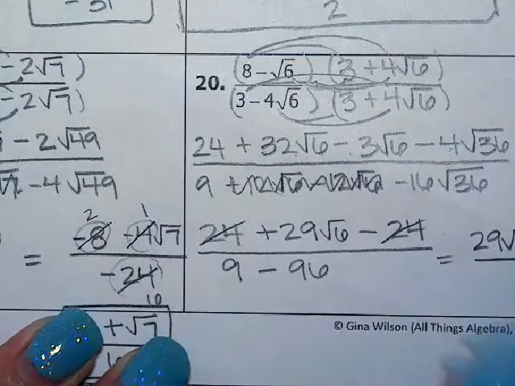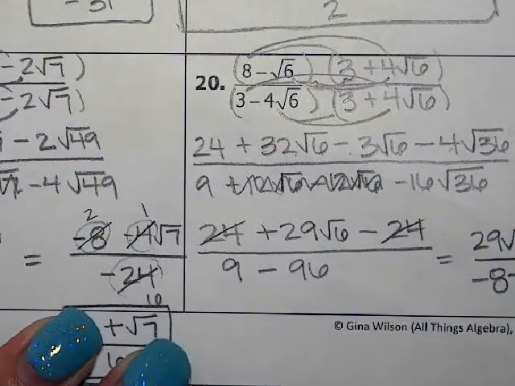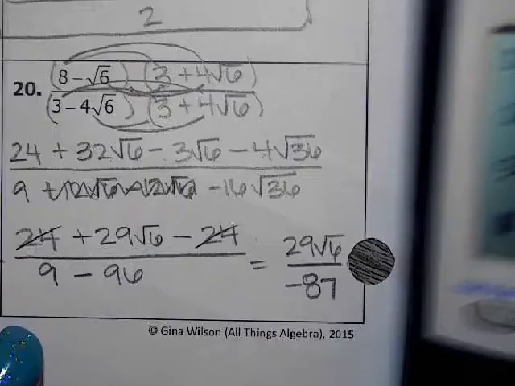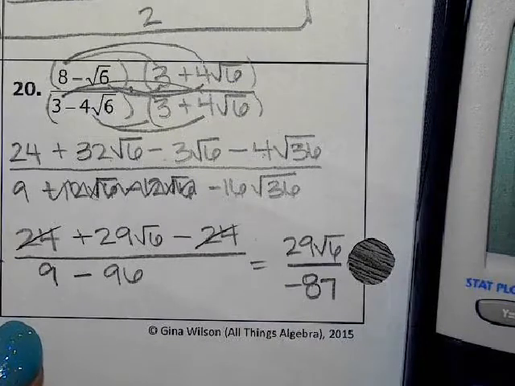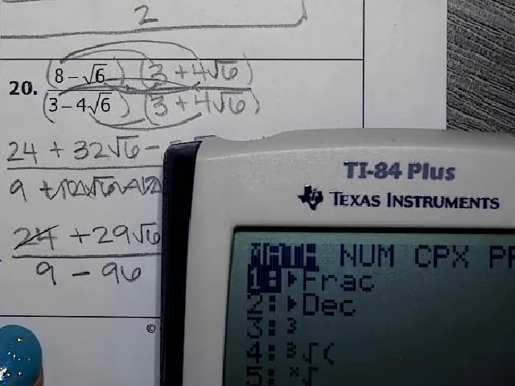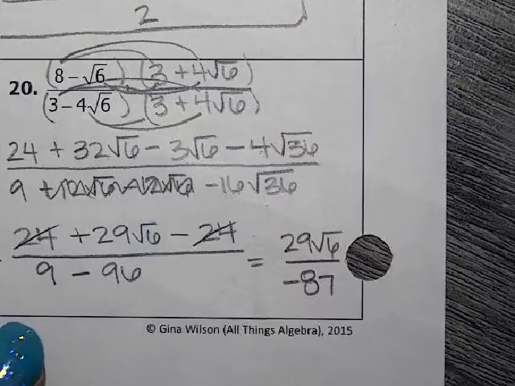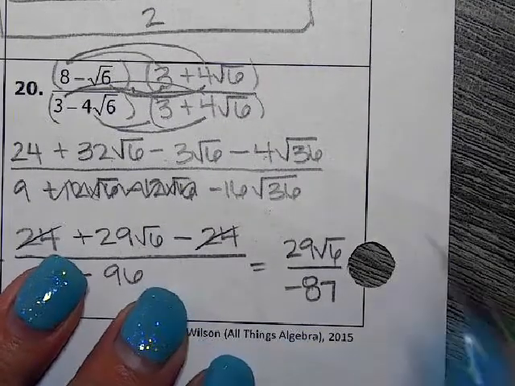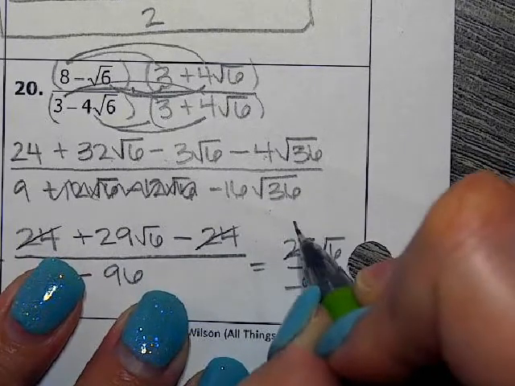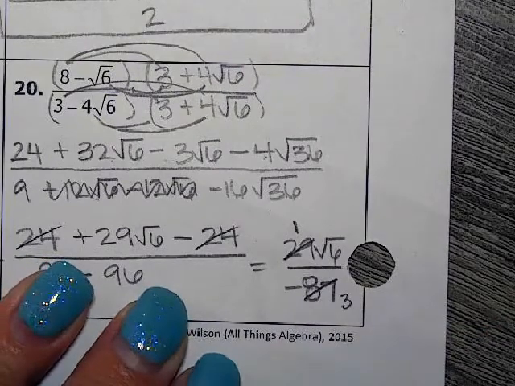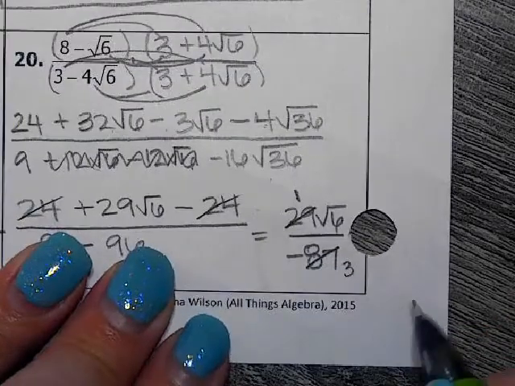Okay. On the off chance that 29 and 87 can reduce, let's try it. So I'm doing 29 over 87. Oh! That is 1/3. What are the odds? Apparently 87 divides by 29. Divided by 29 is 1. Divided by 29 is 3. Apparently. That is hilarious. Who knew? Root 6 over -3.